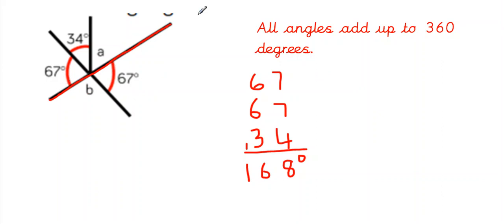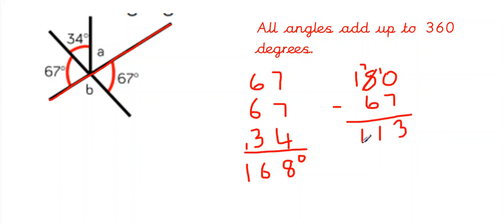Remember, it's angles on a straight line now. Because my angle is on a straight line, I want half of 360 degrees, which is 180. So I'm going to do 180 minus 67 to find B, because 67 plus B equals this 180 degrees. So 0 take away 7 I can't do, so I'm going to exchange. 10 take away 7 is 3. 7 take away 6 is 1. And 1 take away nothing is 1. So that means that B is 113 degrees.